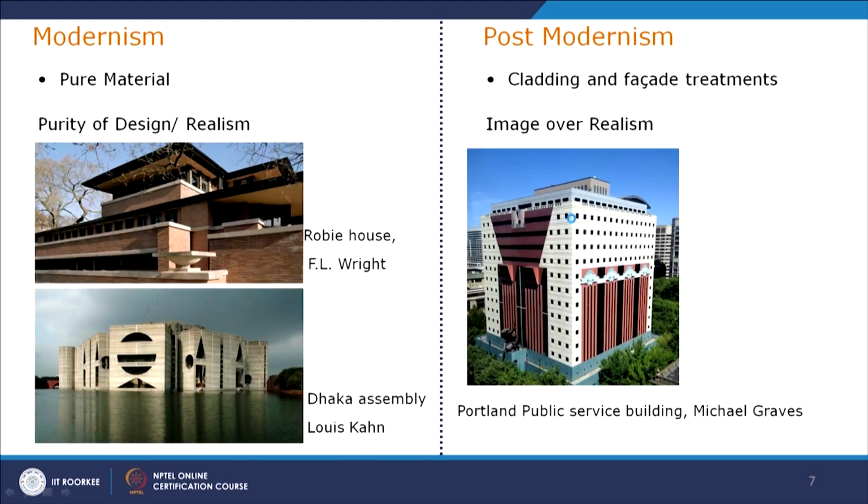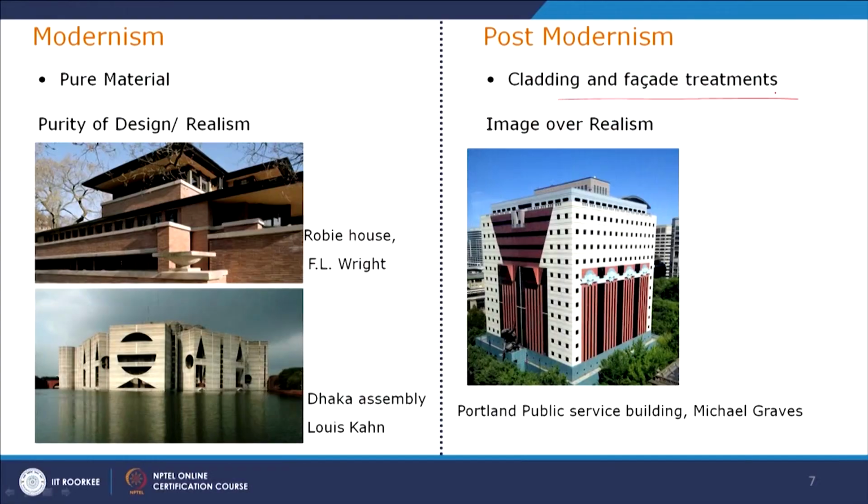Now pure material was there in the modernist movement. We have not seen cladding of a material. What the material of construction was, was exposed like that, and sometimes it can just be plaster and pure color. But cladding and facade treatment was one of the important features of postmodernism. What cladding does is, cladding creates a mimicry of a different material and hides the original material.